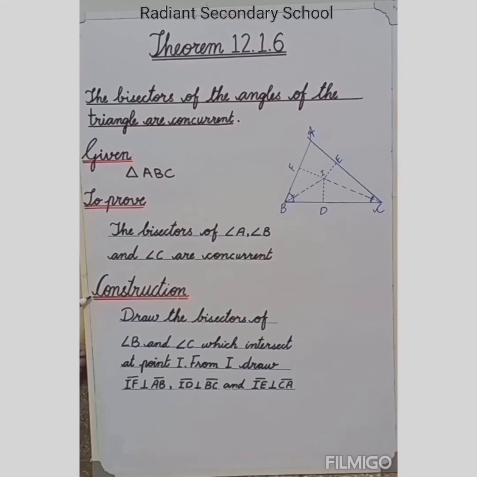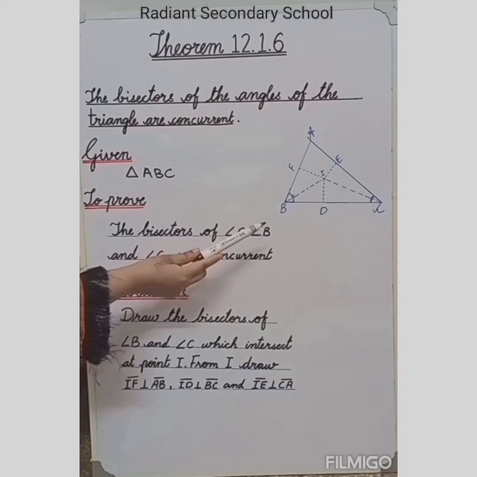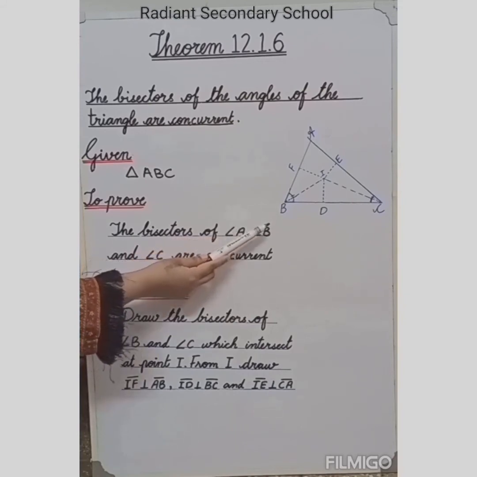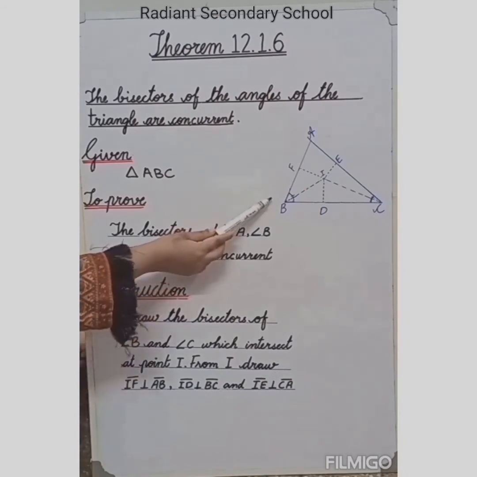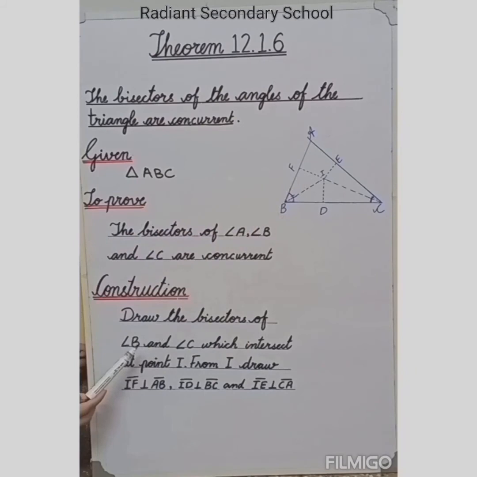The next step is construction. We do construction with dotted lines. We choose any two angles such as angle A, angle B or angle B, angle C or C, A. We choose any two angles and bisect these two angles. We bisect angle B as well as angle C. We draw the bisectors of angle B and angle C. When we extend these bisecting lines, they will meet at point I. So in the construction, we draw the bisectors of angle B and angle C which intersect each other at point I.